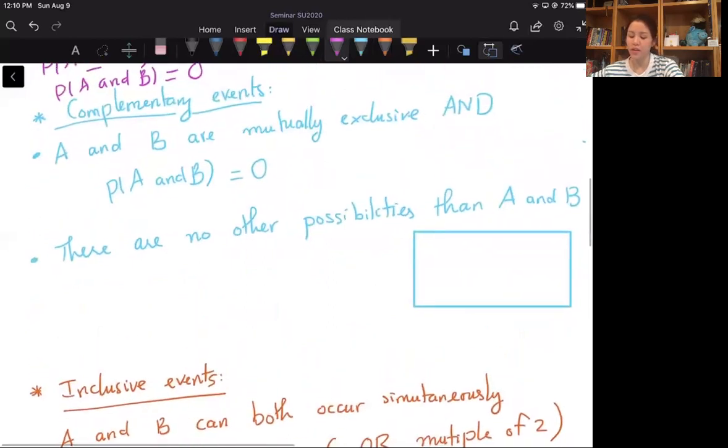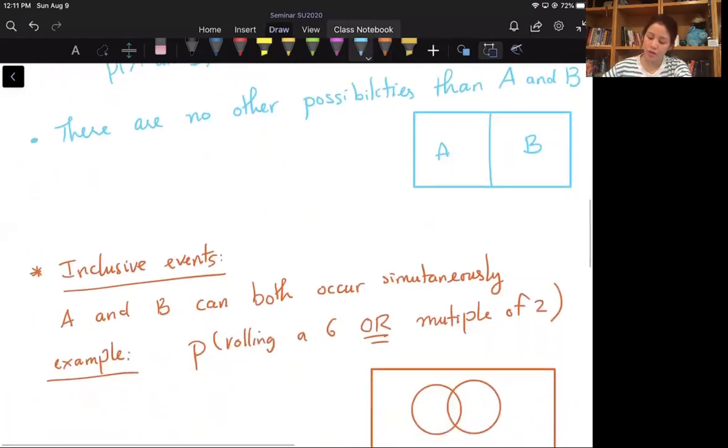So for complementary events, A and B are mutually exclusive, meaning the probability of A and B occurring together is 0. And there are no other possibilities other than event A and event B, meaning there are only two possible outcomes. On the Venn diagram, A and B make up the whole space. For example, when you go to an interview for a job, the outcome is either you get the job or you don't get the job. There's no other possibility.